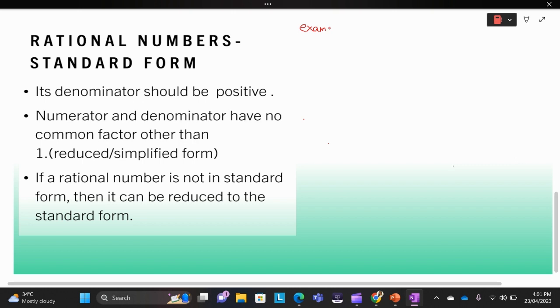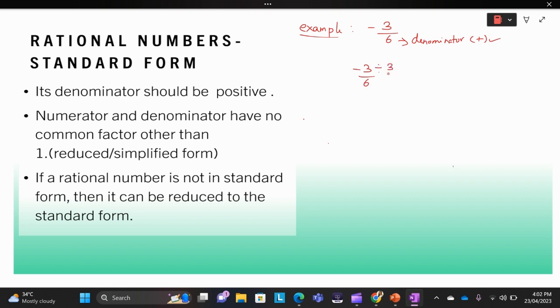Consider the example minus 3 by 6. So my first point to write it in standard form is the denominator should be positive. So here 6 is the denominator and it is positive. So I don't want to do anything with the denominator, isn't it? Now come to the second point. Numerator and denominator should not have any common factor. But here I can see the numerator is minus 3 and the denominator is 6 and it has a common factor 3. So I'm dividing by the highest common factor, that is 3, and I'm reducing this to minus 1 by 2. So I have reduced to minus 1 by 2, which is in simplest form. So this is how I have to proceed in order to write the standard form of a rational number.